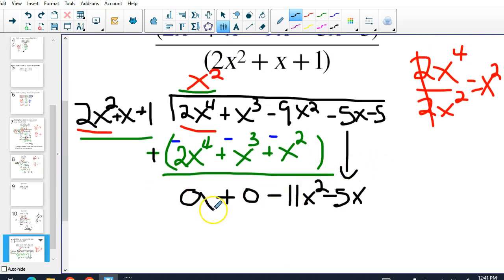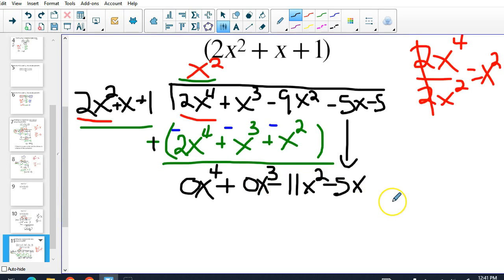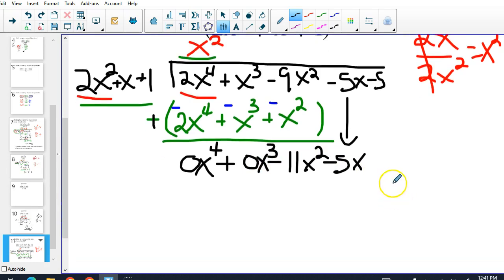Okay, and by the way, these x to the fourth and x cubed terms are just 0, so we weren't worrying about them. Okay, so next term, we look at our first piece we have here. So we have negative 11x squared divided by 2x squared. So negative 11x squared divided by, oh, should be a 10, not 11.